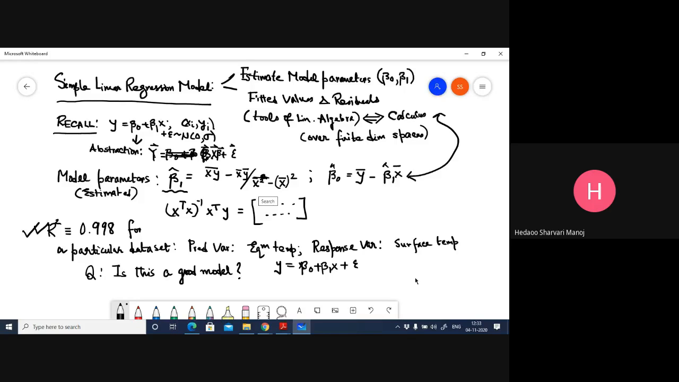Okay, the question is that X is equilibrium temperature, the predictor variable. Y is surface temperature, which is the response variable. I give you a data set of 4,500 data points. I am also telling you that there is no doubt about the quality of data. The data is good. And this is the R square value that I have computed from my linear regression model, which is 0.998. What I ask you is the following: is this a good model? What do you think?